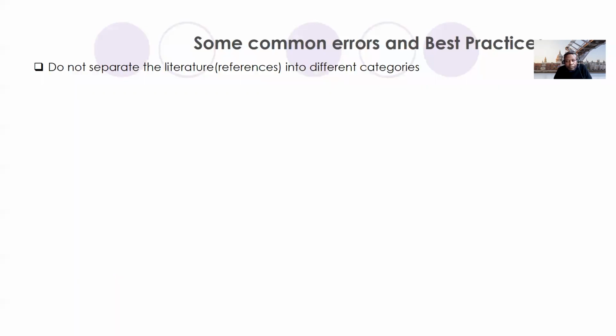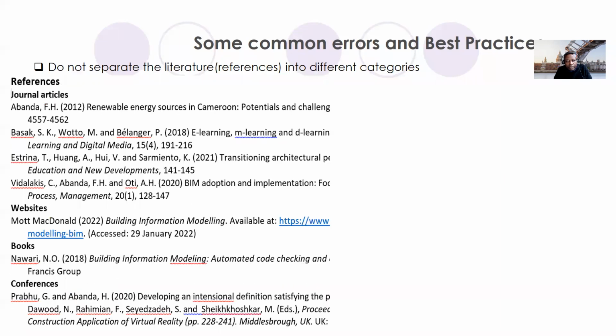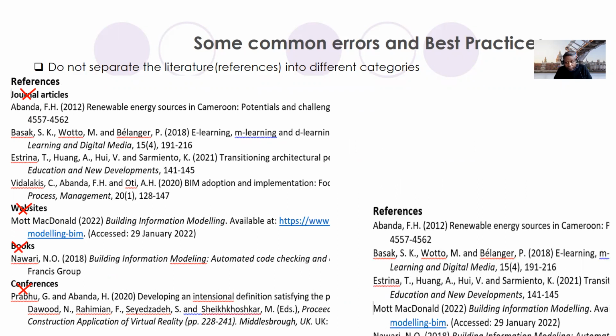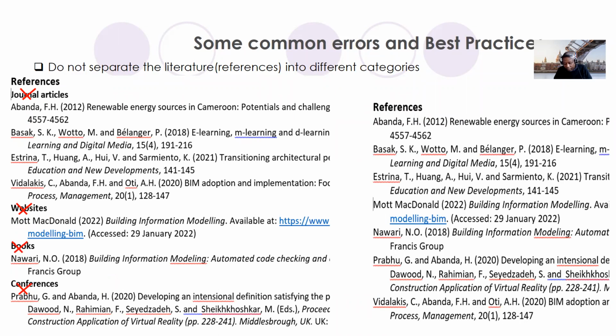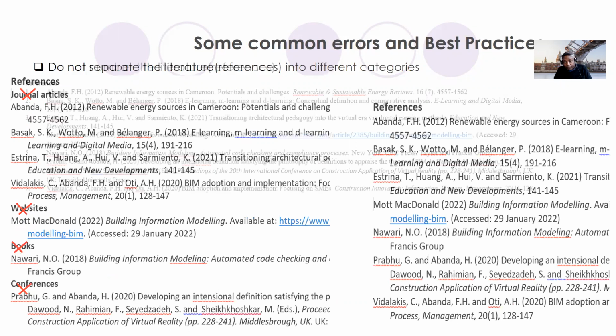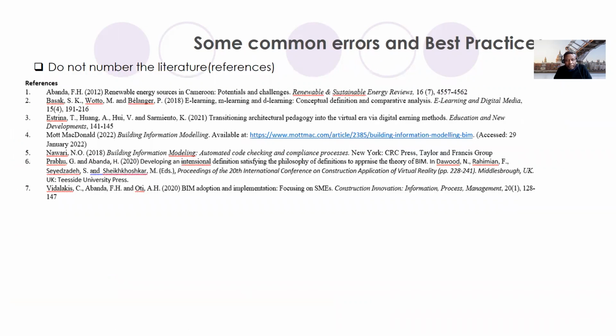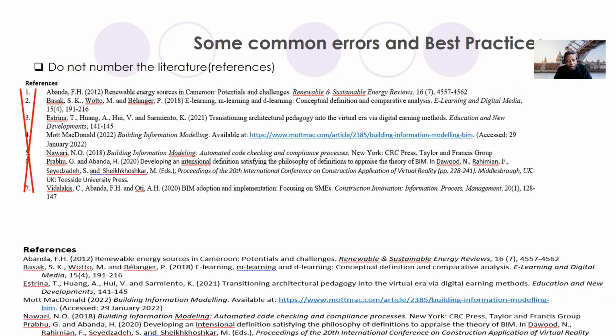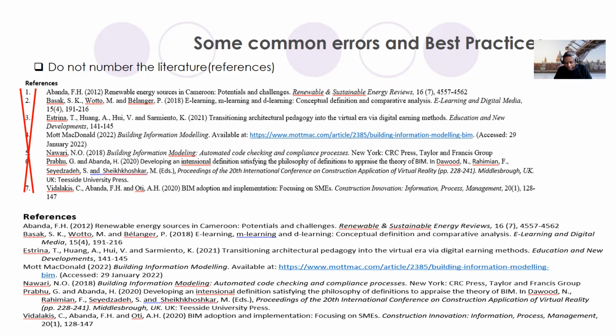Do not separate literature into different categories. These are common errors I see with students. For example, they will separate the journal articles from the websites and put a title like this. You have to watch out, don't do that. It should just be as simple as alphabetical order. Readers can know which one is a journal, which one is a conference paper. Do not number the literature like so. You can simply list them as usual.